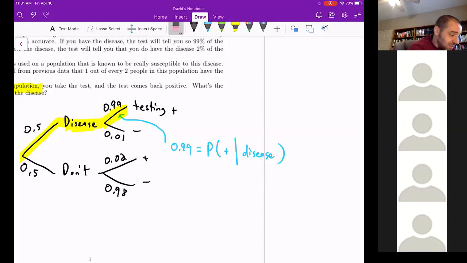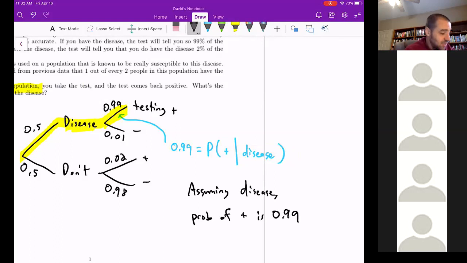Again, there's a lot that can be confusing about this notation. One thing that is confusing is that in English, I reverse the order in which I say things. So I say, assuming I have the disease, probability of testing positive is 99%. That's how I say it in English. So the order in which I say things out loud is backwards, but the notation is what it is. It's completely standard, so we can't change it for this class.